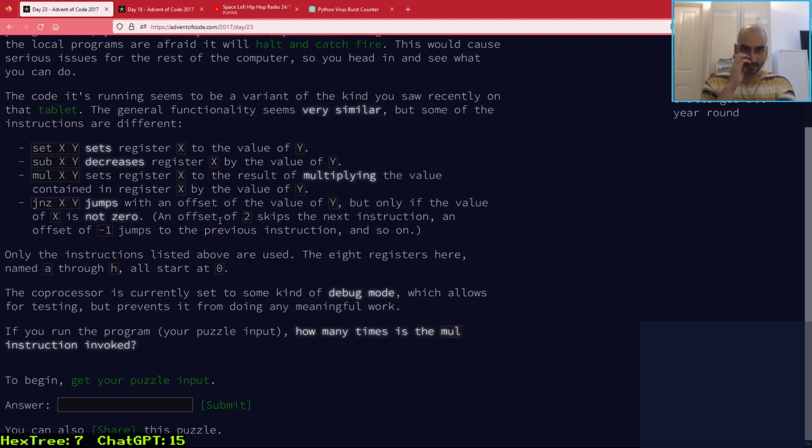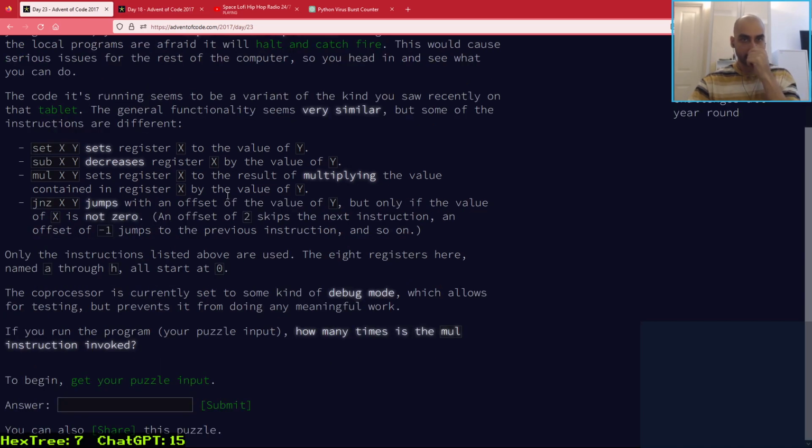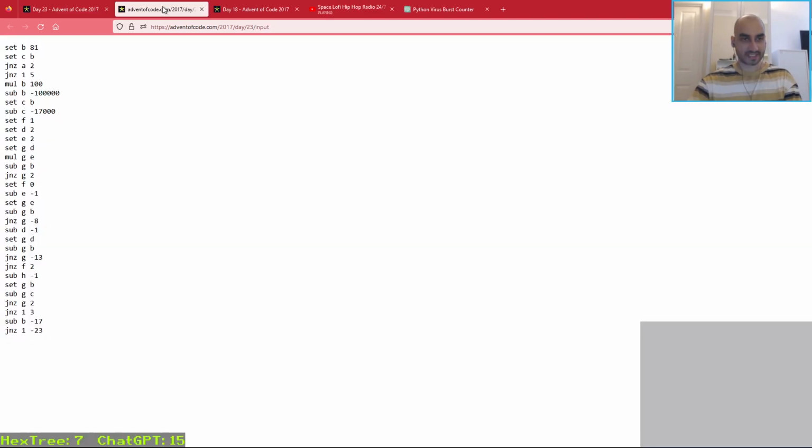The coprocessor is currently set to some kind of debug mode, which allows for testing but prevents it from doing any meaningful work. If you run the program, your puzzle input, how many times is the mul instruction invoked? Okay, it's basically just use our old code, but with even fewer instructions, because we're not using the weird stuff that we had before, like the sound and the recall. Alright.